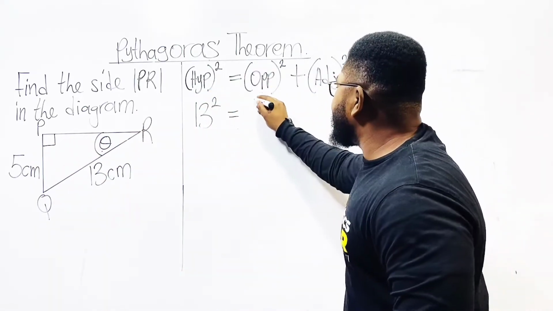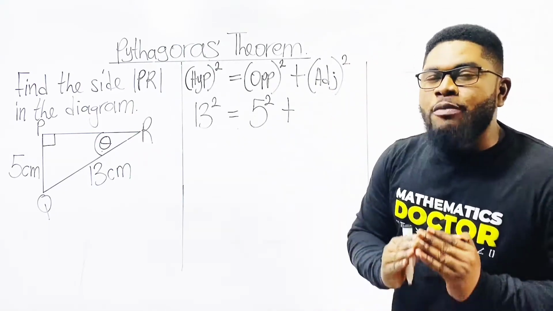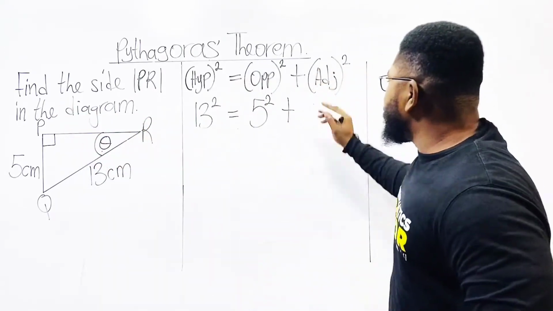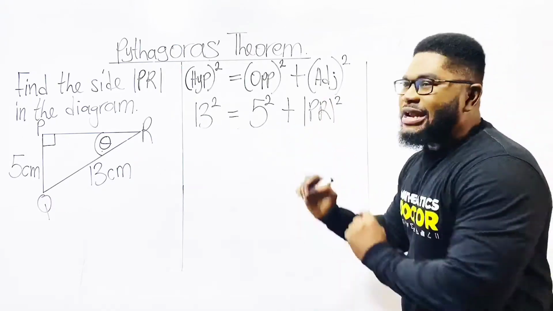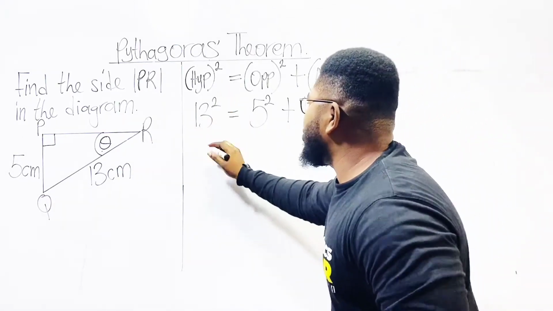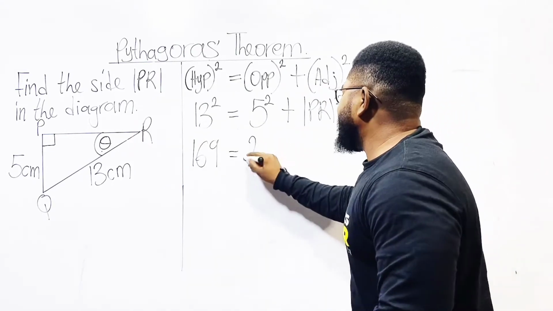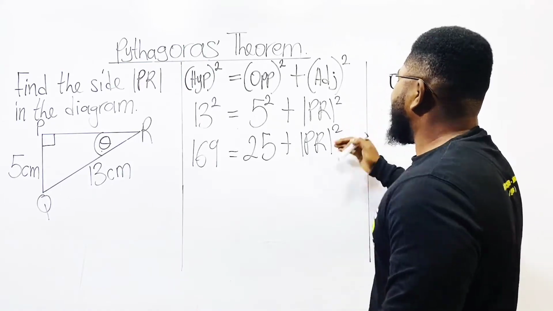So we come with this 5 and we square it, plus the adjacent, which has not been given because we are looking for the adjacent as PR. So it will be the variable, the side PR, squared. Then we'll go ahead and make PR the subject. 13 squared will give us 169. It is equal to 5 squared, which is 25, plus PR squared, because it does not have a value, so we maintain it.